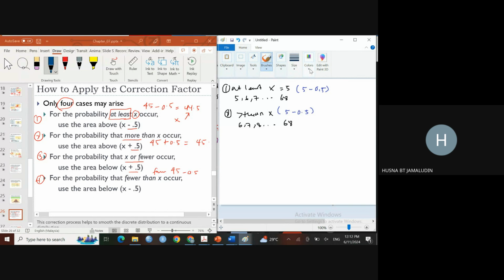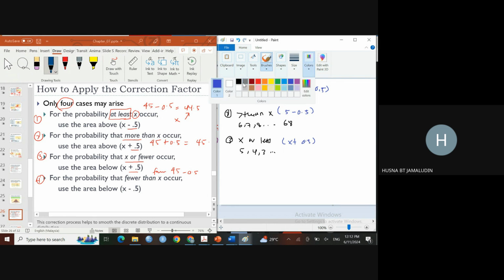So what's next? The third scenario is X or fewer, or less. I will say less. What is your X just now? Your X is 5, right? So X or less, so you have 5, 4, 3 until whatever the value is. In this case, the rule is your X should plus 0.5.